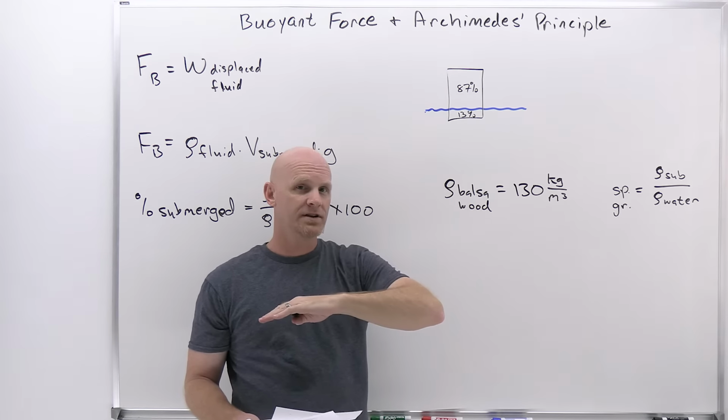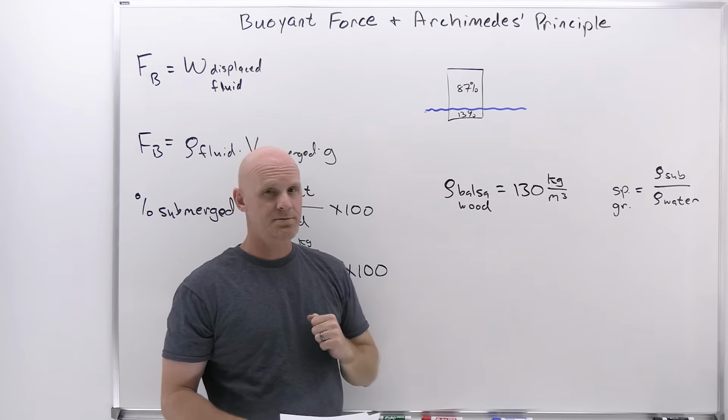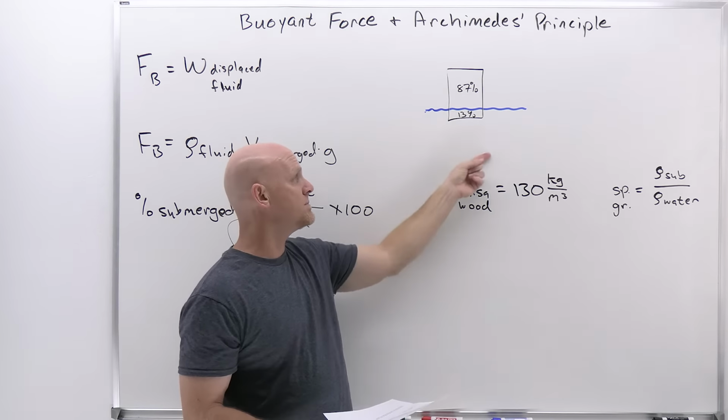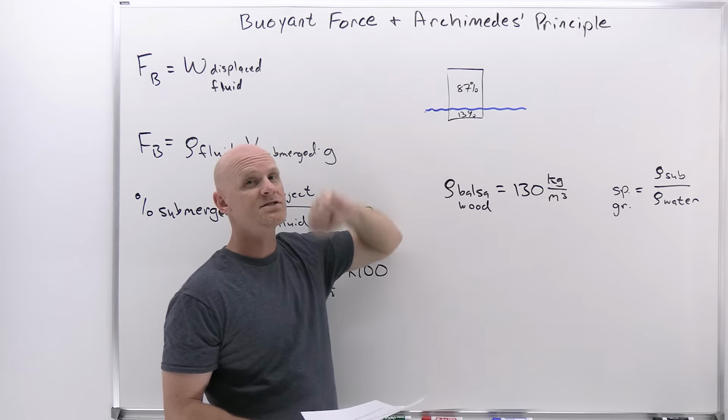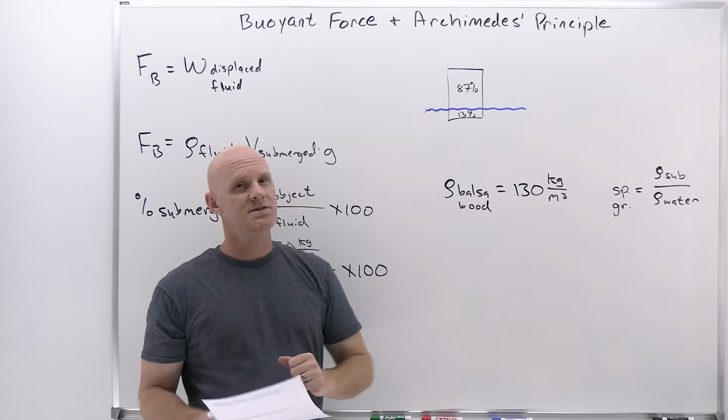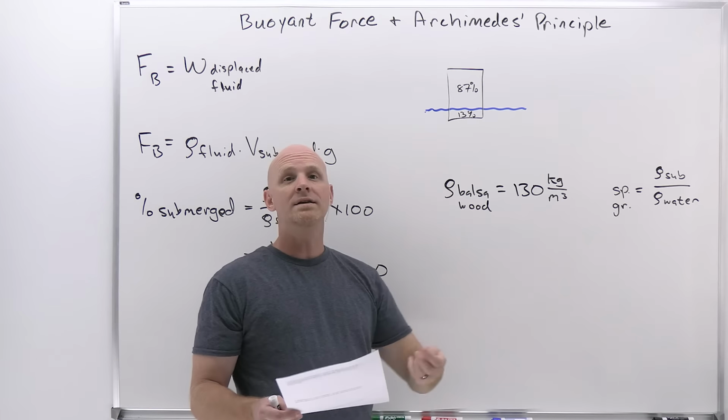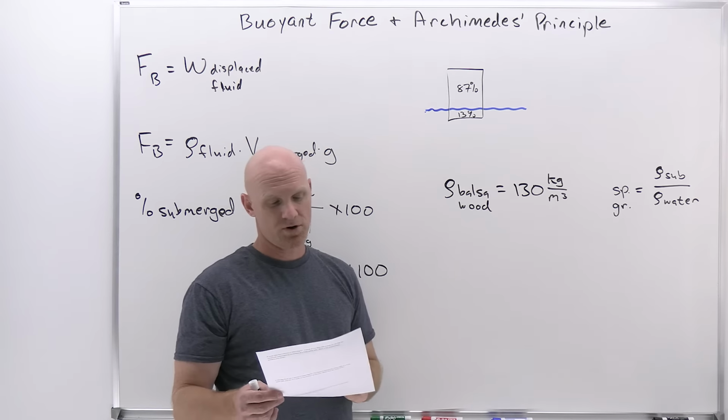Anything between 500 kilograms per meter cubed and 1,000 kilograms per meter cubed means you're now going to have more below the surface, submerged, and less above the surface. So just kind of some benchmarks to keep in mind when dealing with the percentage that is submerged.